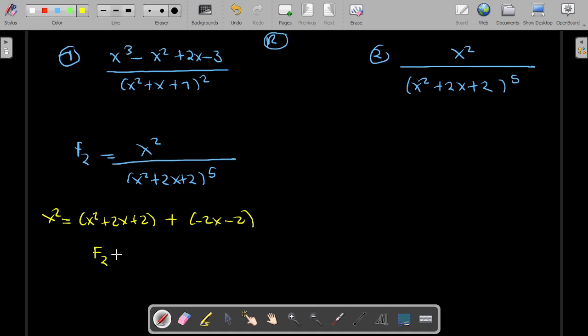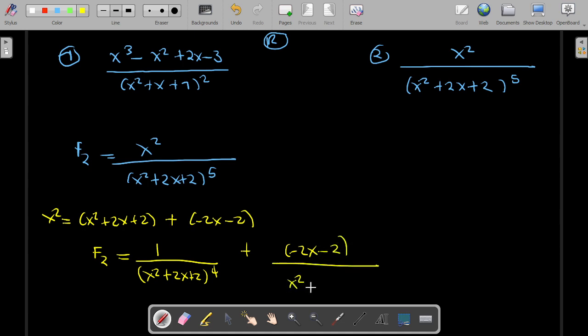So we're going to say f2 is going to be equal to, now here when we divide, we're going to simplify here. So here we're going to have 1 divided by x squared plus 2x plus 2 raised to the power 4, because we've simplified there. And then we're going to have plus minus 2x minus 2, like so, and then divided by x squared plus 2x plus 2 raised to the power 5.